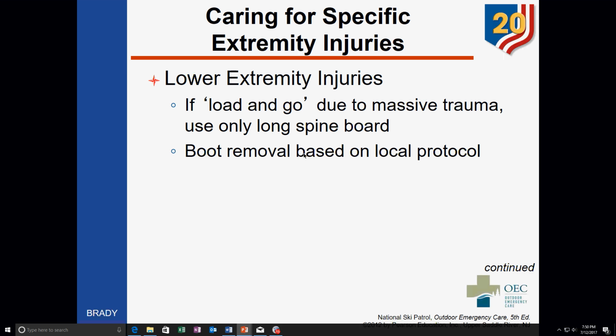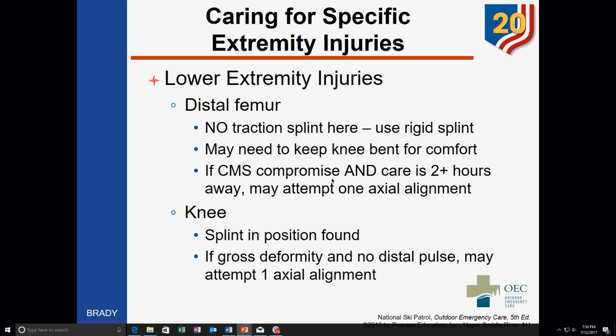We have refusals, or not refusals, but permission slips that patients have to sign for them to have us take off their boots. Fractures, we'll talk about, you don't need to put traction splints on distal fractures. It may keep it bent. However, it's best for comfort. Again, it's not 2.5 hours or 2+ hours, so we're not usually going to be doing alignment.